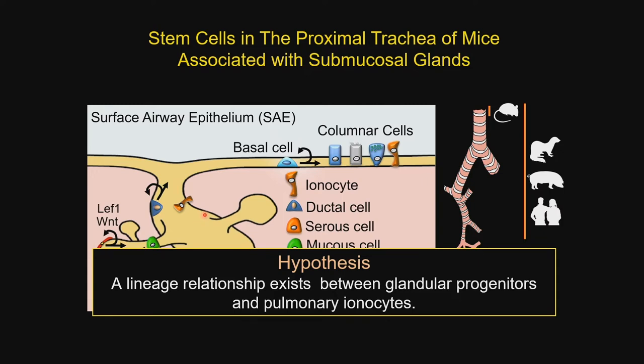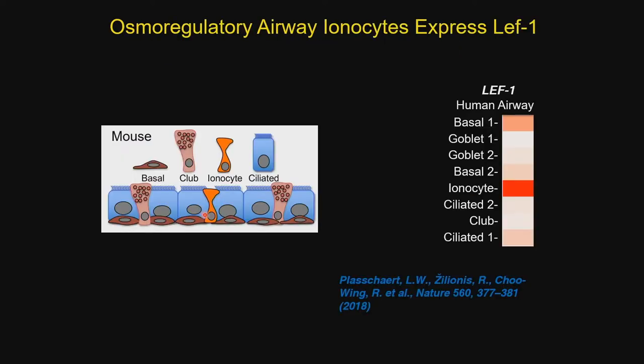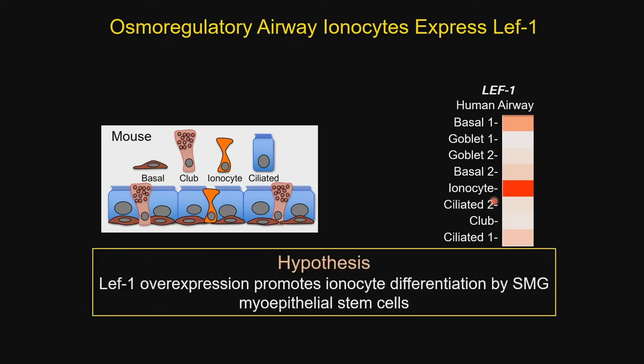So both cells share the same distribution, and at the same time, LEF1 overexpression will mobilize one of these cells to give rise to the 7 types we talked about. At the same time, the single-cell RNA sequencing studies have shown that ionocytes have the highest expression of LEF1 among all airway epithelial cells. So we hypothesized that probably LEF1 overexpression will promote ionocyte differentiation by myoepithelial cells of submucosal glands.